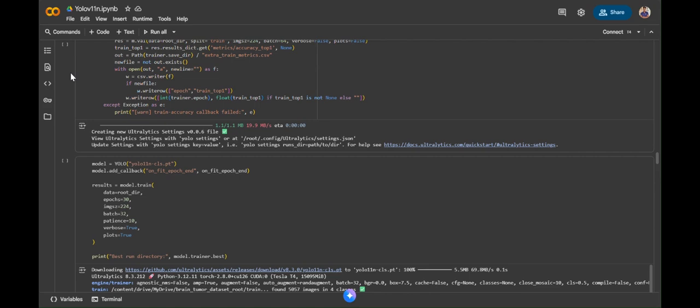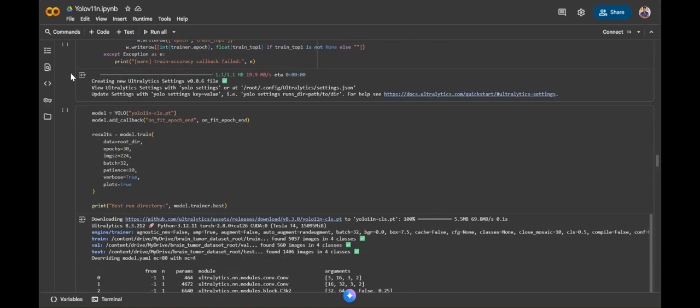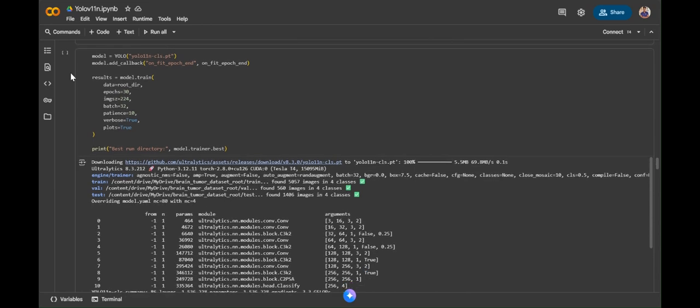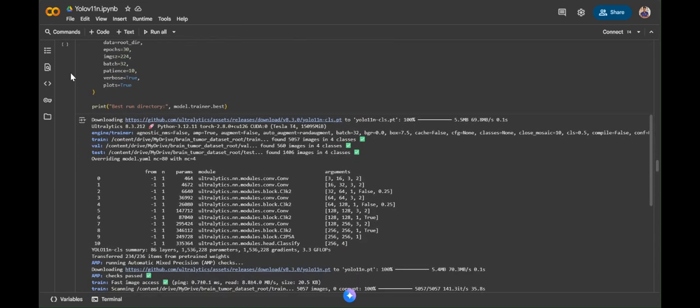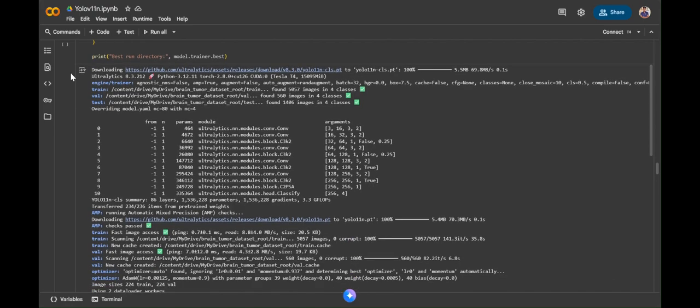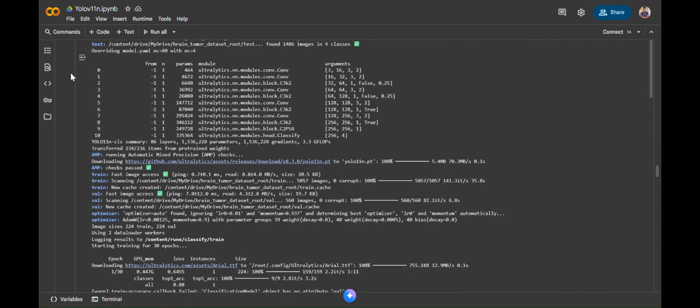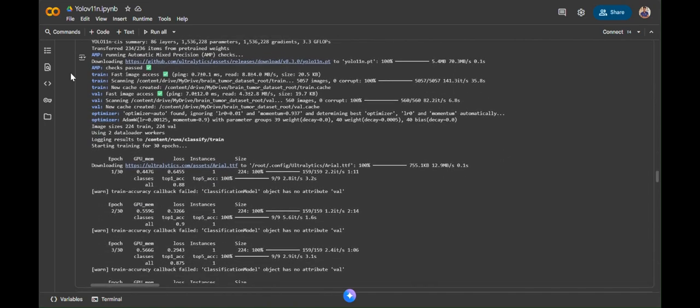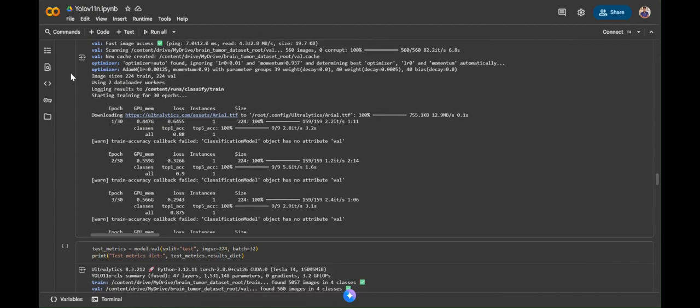This helped us visually differentiate the unique patterns of each tumor. For example, gliomas usually appear as irregular shapes with unclear boundaries, while meningiomas tend to have well-defined edges. Pituitary tumors, on the other hand, are usually found near the center of the brain. By studying these differences, we could better understand what features our models needed to learn.